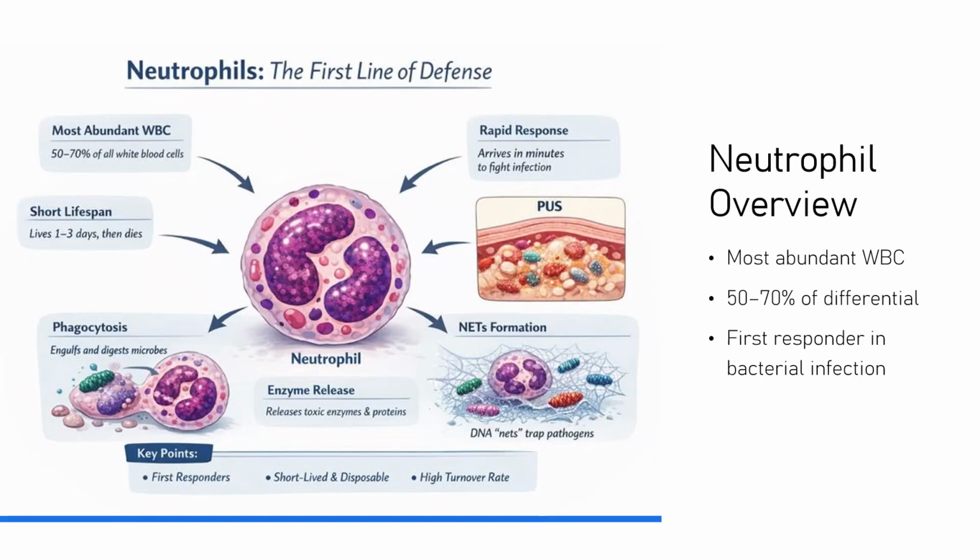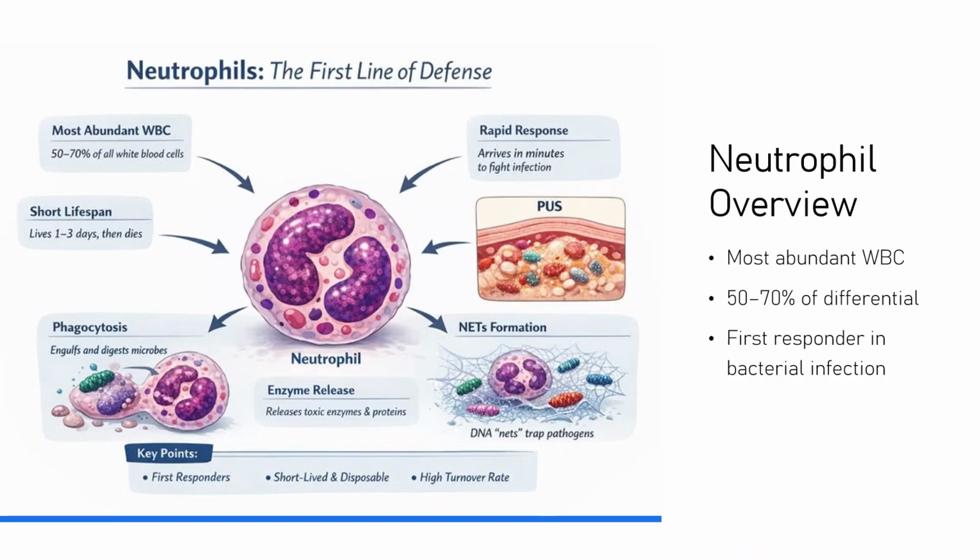All right, let's take a closer look at neutrophils, the workhorses of the circulating immune system. As we mentioned earlier, neutrophils are the most abundant white blood cell in peripheral blood, typically making up about 50 to 70% of the differential count in healthy adults. So when we're scanning a smear and performing a differential, we're going to see a lot of neutrophils, and that's exactly what you should expect.